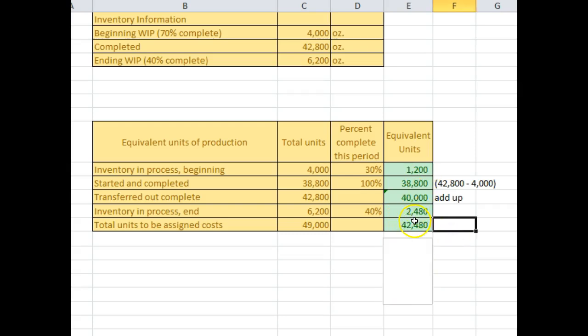So total cost to be assigned, okay, this says 49,000, those are our total units. But when we add up the equivalent units, the 1,200, the 38,800, and the 2,480, we're only going to assign costs on 42,480, even though we have total units of 49,000. These were in various stages of completion before we transferred things out. So that is what we're talking about with equivalent units.